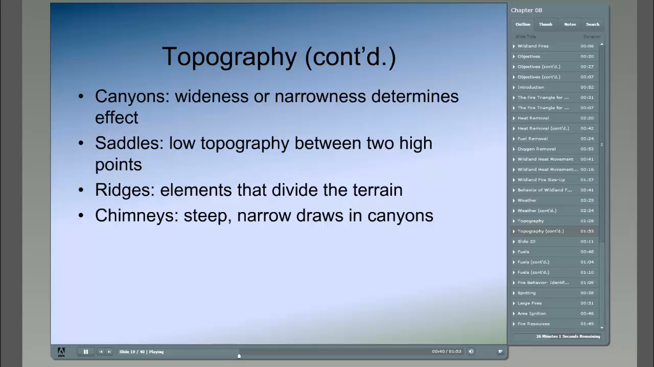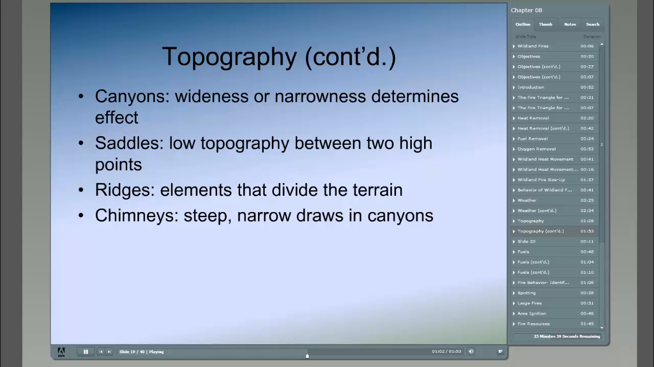Saddles are the low topography between two high points. They are the point of least resistance for wind and wind eddies. They provide the potential for rapid rates of fire spread because fires are pushed through saddles faster during unsloped fire runs. Saddles are not used as a safety zone.